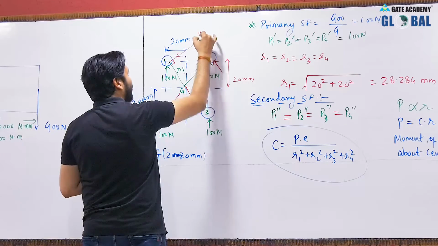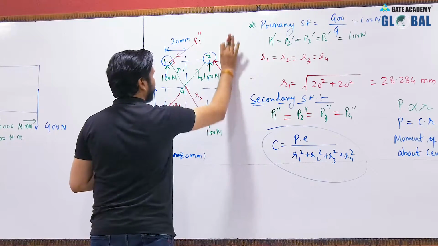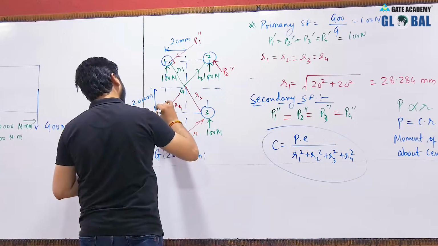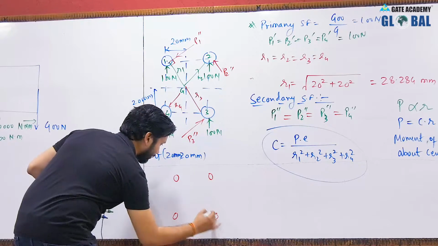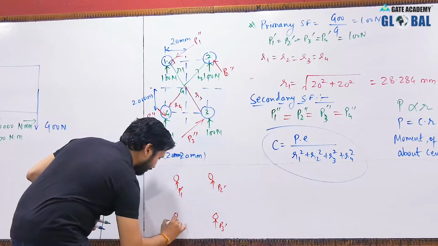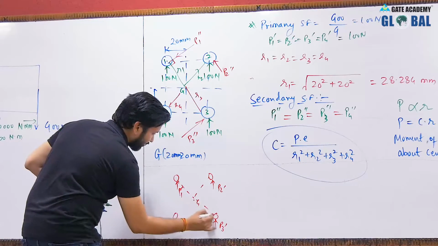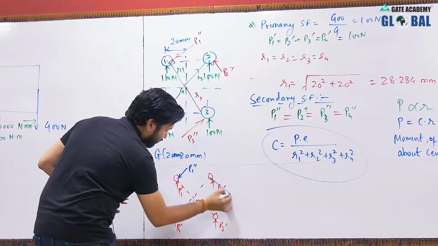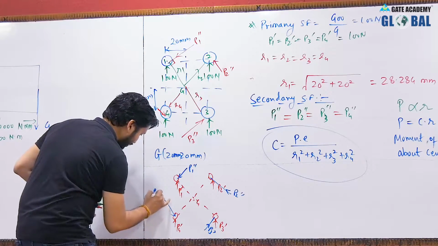So this will be P1 double dash, this will be P2 double dash, this will be P3 double dash, and this will be P4 double dash. You can make a separate diagram for them like this. This is P1 dash, this is P2 dash, this is P3 dash, this is P4 dash, this is G. Then this is the line joining the center and the centroid. Then this will be P1 double dash, this will be P2 double dash, this will be P3 double dash, and this will be P4 double dash.